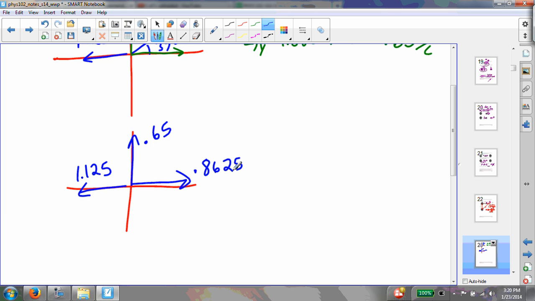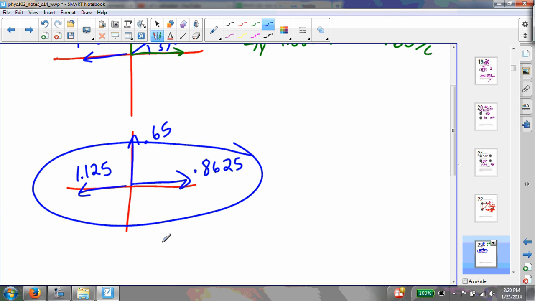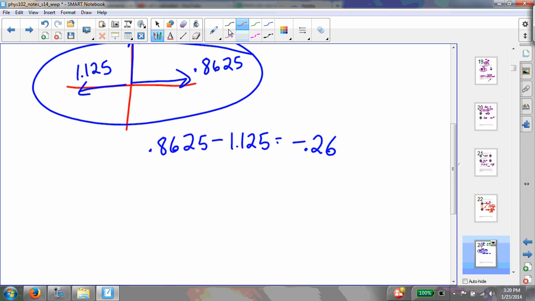Okay, now I'm going to combine these 2 vectors, I'll say 0.8625 minus 1.125. I get, I don't think that's right. Yeah, negative 0.2625. I'm just going to call it negative 0.26. And so now I can redraw this again. I get two vectors instead of three because I've combined those two vectors. Here I'm going to have 0.26. I combine those two x components and 0.65.